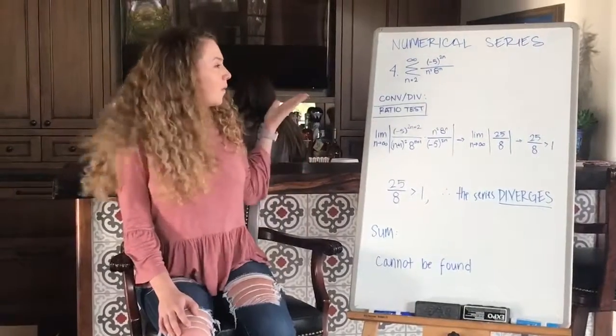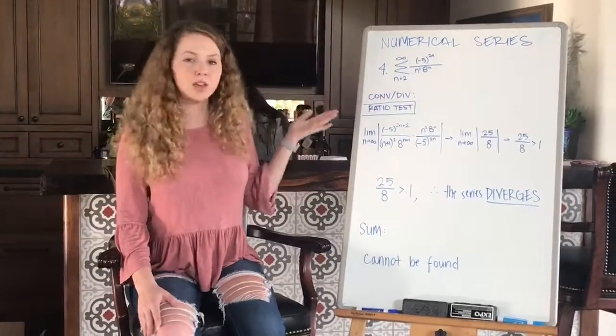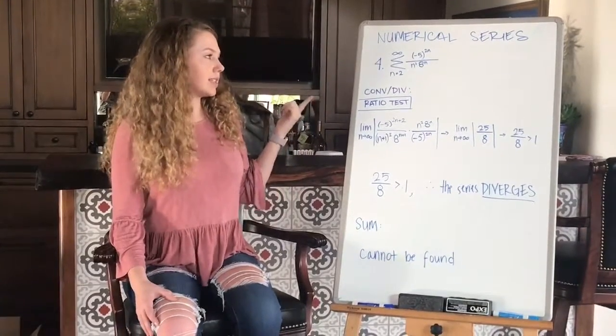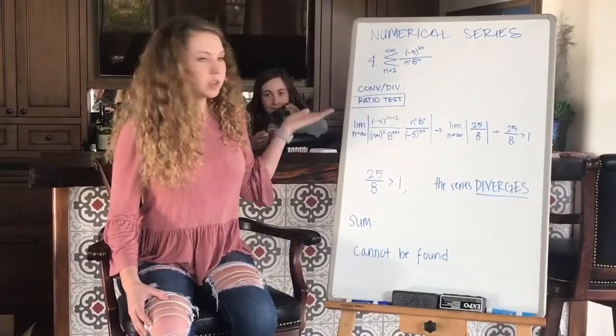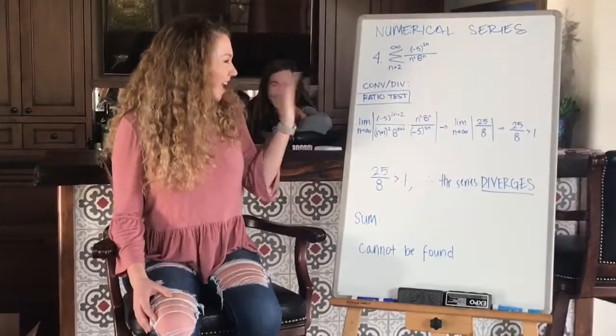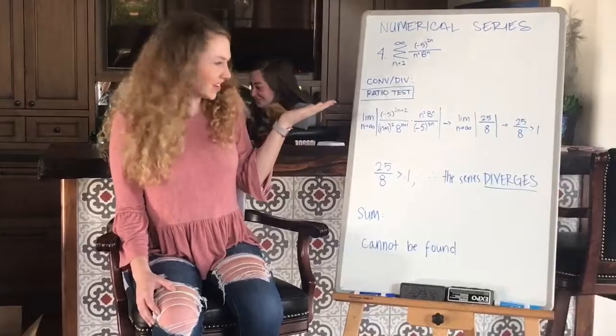Okay, this is the 4th problem in our worksheet, and it's a series from n equals 2 to infinity of -5 to the 2n over n squared times 8n. And we're going to use the ratio test because the ratio test is fairly easy to use. It's pretty versatile. You can use it for a lot of different functions.